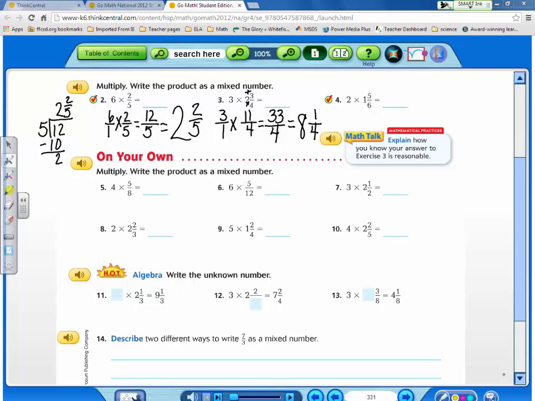Let me do one more for you. Let's do number 9. 5 becomes 5 over 1 times, we have to change this mixed number into a fraction. So 1 times 4 is 4, plus the 2 is 6. We keep our denominator of 4. Now I have 2 fractions, so I can multiply. 5 times 6 is 30. 1 times 4 is 4.